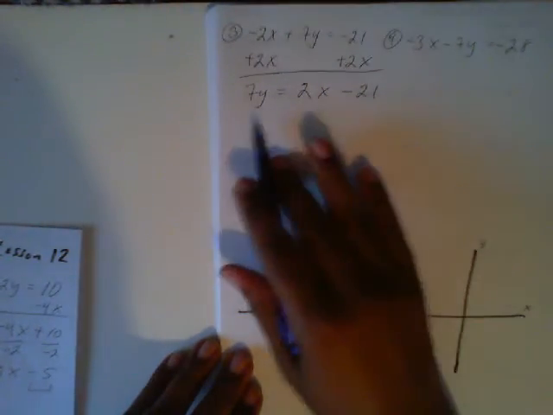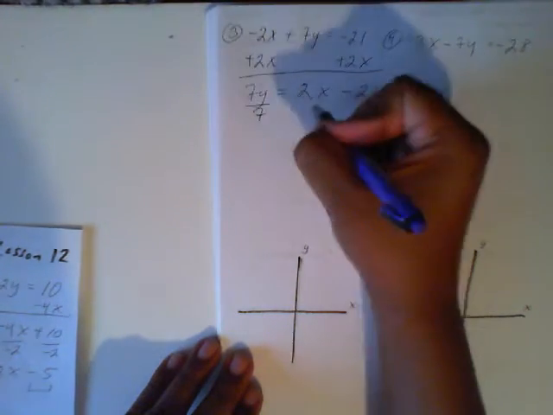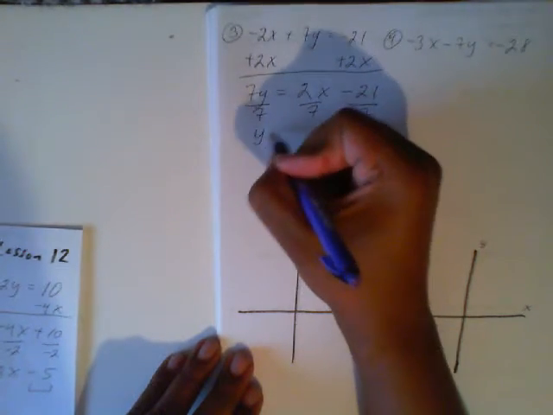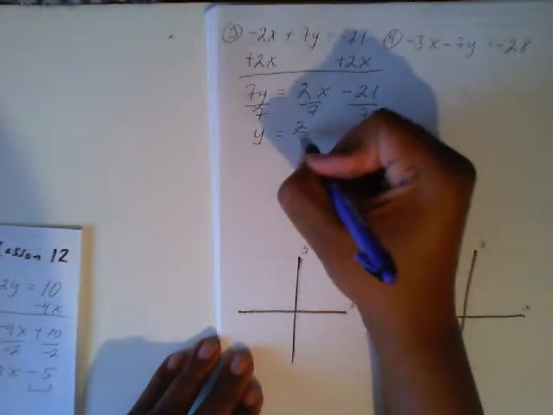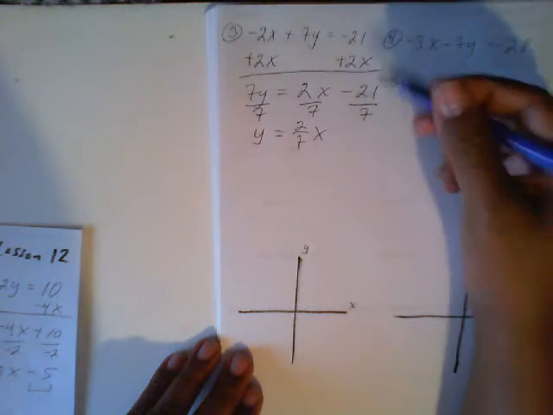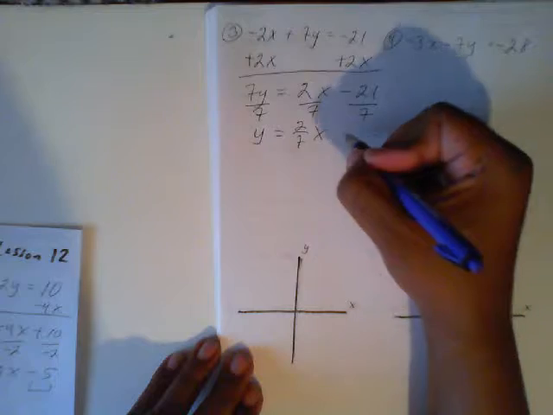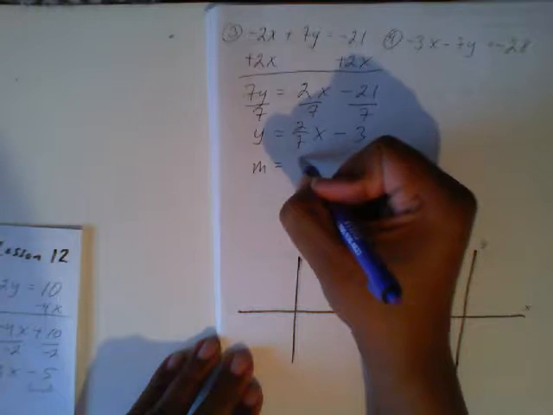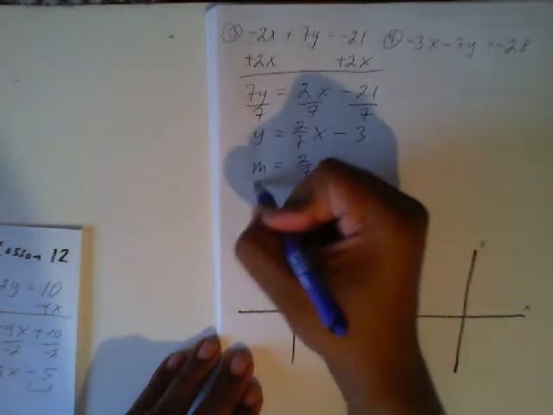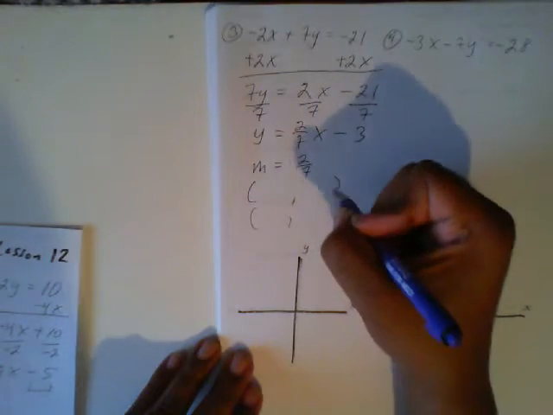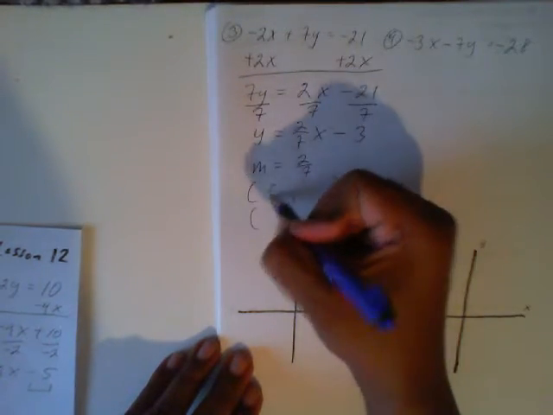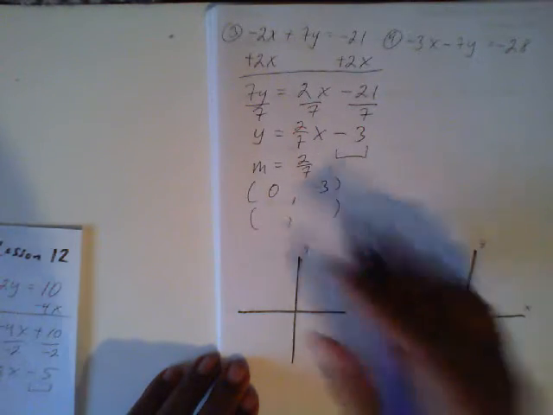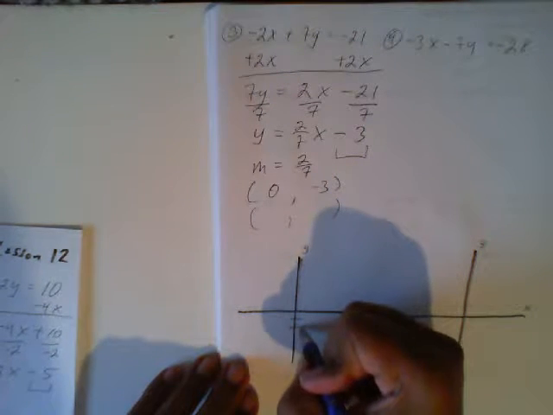Okay. Then we're going to divide both sides by 7. And this simplifies to a 1y. This fraction remains 2 over 7 x. And negative 21 divided by a positive 7 is a negative 3. Okay, so this implies my slope is 2/7, and my y-intercept: x is 0, and the y value is going to be -3. So let's find that point, 0, -3, which is 1, 2, 3.